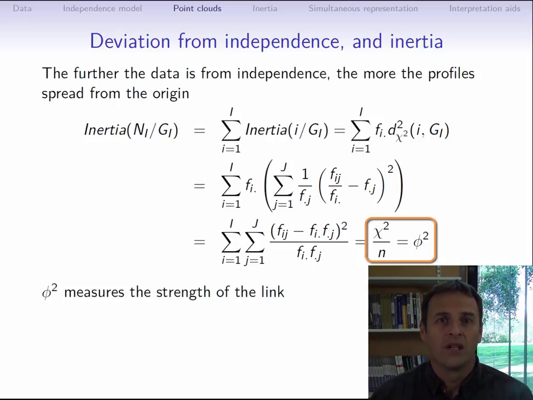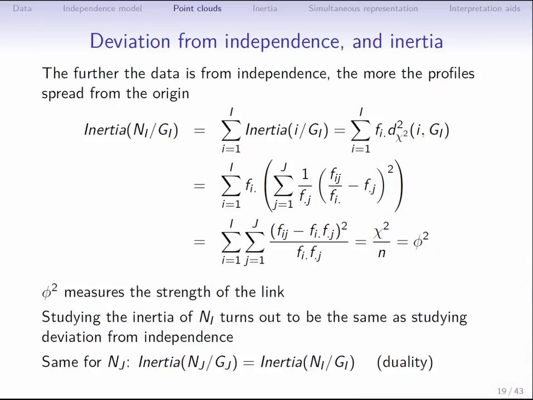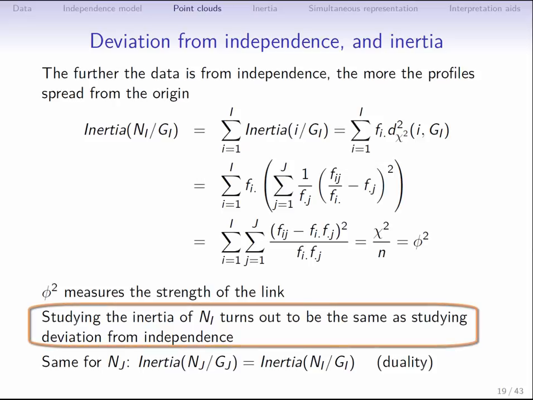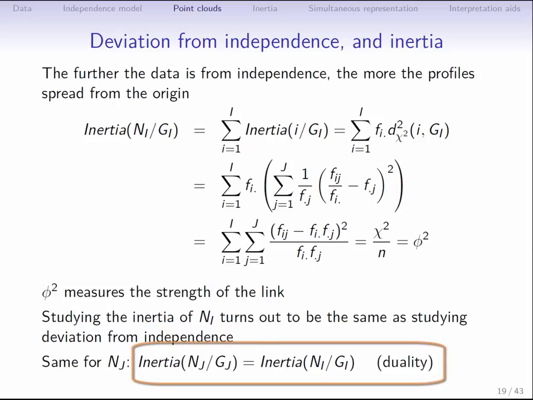The point cloud's inertia is therefore clearly an indicator of deviation from independence. As what interests us is this deviation from independence, we end up studying the inertia of N_I. This is the correspondence analysis point of view. The same reasoning holds for the cloud N_J, and we even have a surprising result. The inertia of N_I is equal to the inertia of N_J. This is an important thing to realize, wrapped up in what we call duality, a kind of paired equivalence.